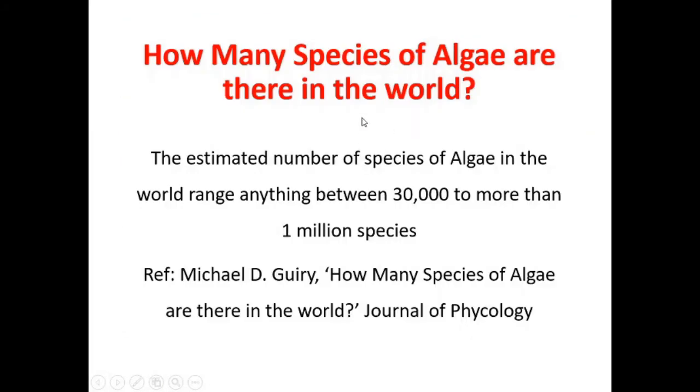Now the question is, how many species of algae are there in the world? So according to Michael D. Guiry, in his research paper, How Many Species of Algae Are There, from the Journal of Phycology, the estimated number of species of algae in the world ranges anywhere between 30,000 to more than 1 million species. So this is the probable estimate for the number of species of algae in the world.